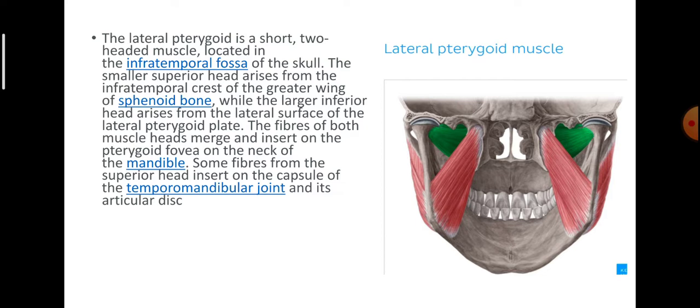Again, the lateral pterygoid is a short two-headed muscle located in the infratemporal fossa, and the smaller superior head arises from the infratemporal crest of the greater wing of sphenoid, while the larger inferior head arises from the lateral surface of the lateral pterygoid plate. The fibers of both muscle heads merge and insert on the pterygoid foveae on the neck of the mandible. Some fibers from the superior head insert on the capsule of the temporomandibular joint and the articular disc.